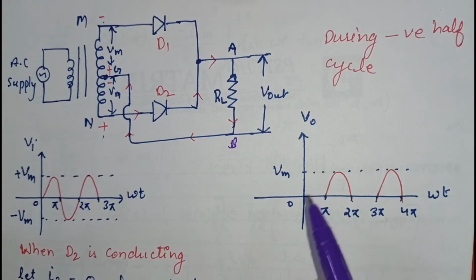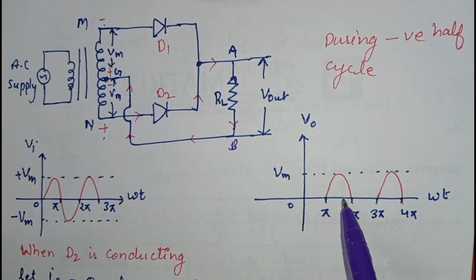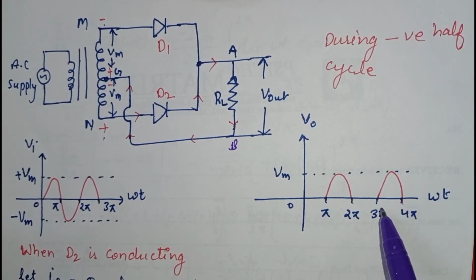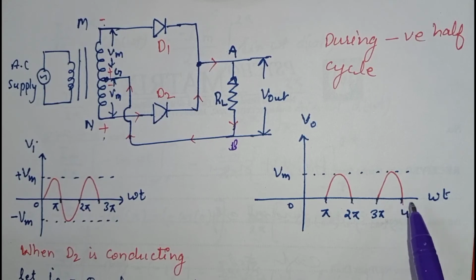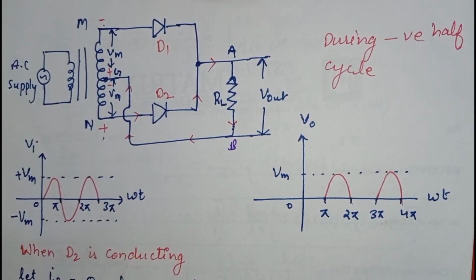So the output in this case will be from pi to 2 pi, and the next negative half cycle from 3 pi to 4 pi and so on. So we are getting current during the negative half cycle.